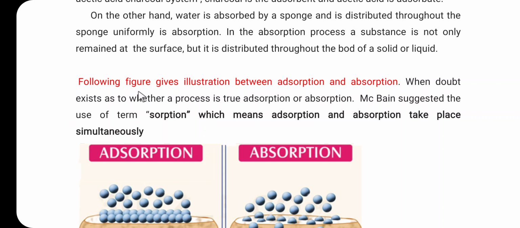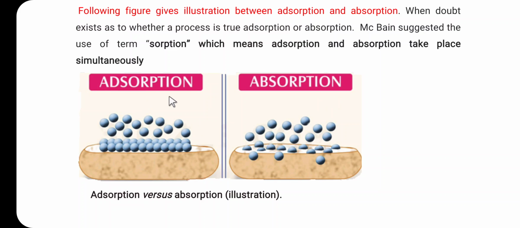The following figure gives an illustration of adsorption and absorption. Let us consider this figure. The first figure is adsorption, the second one is absorption. Here this is the adsorbent, and these are the molecules of the adsorbate. The collection of a substance on the surface of another substance, that is on the surface of the adsorbent, is called adsorption.